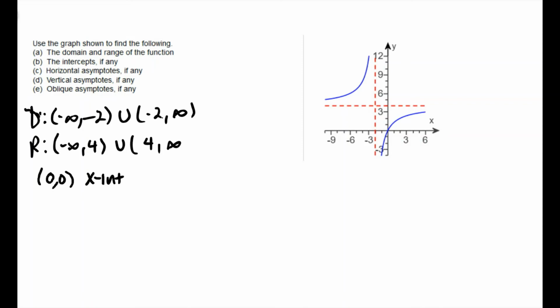Then a y-intercept is where the graph crosses the y-axis. We can see the graph is crossing the y-axis right here, also at 0, 0. So that 0, 0 is not only an x-intercept, but it is also a y-intercept.